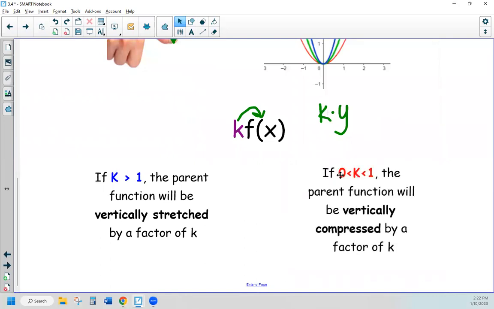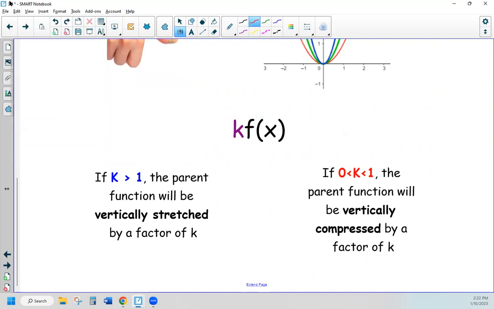Here it is. If k is a number between 0 and 1, meaning decimal numbers, the parent function will vertically compress. It's going to get wider, vertically compressed by a factor of k. And that's just a little pretty lingo that we use, by a factor of k, whatever number it is that we're multiplying by. All right.